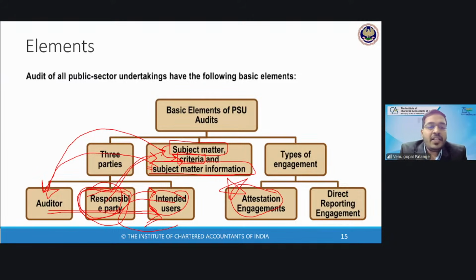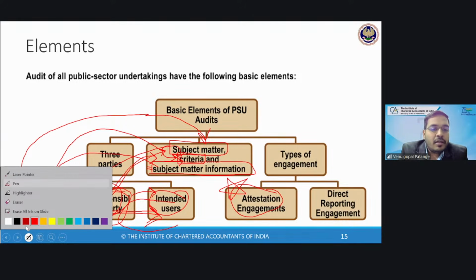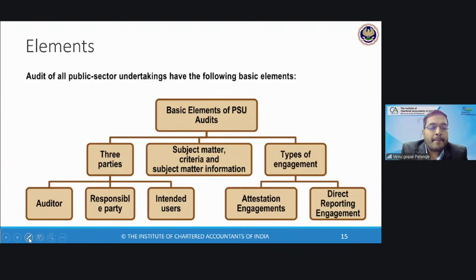Let us say the auditor directly takes the subject matter and he applies the criteria. Let us say the auditor took the subject matter, which is financial statements, and he applied the criteria. Such engagements, we call direct reporting engagements. We'll see such engagements. What are those engagements? Details of those engagements we'll see.